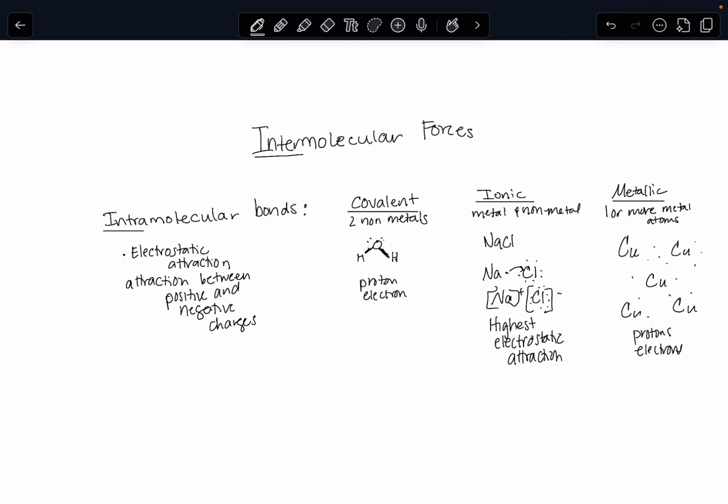So again, ionic is the highest because there's true charges, true opposite charges being pulled together, whereas the others are just between the protons that are in the nucleus and the electrons that are outside the nucleus. And there's an attraction there. But they're all being held together through electrostatic attraction.